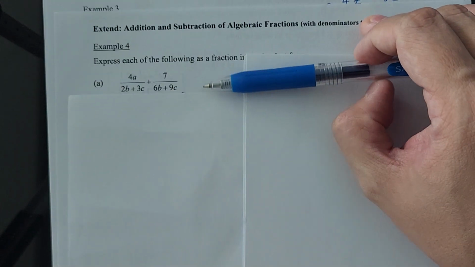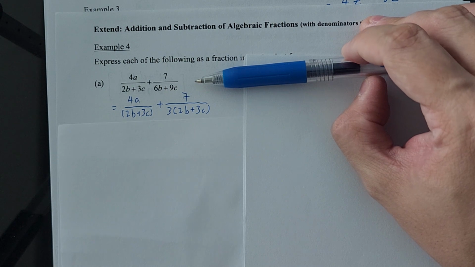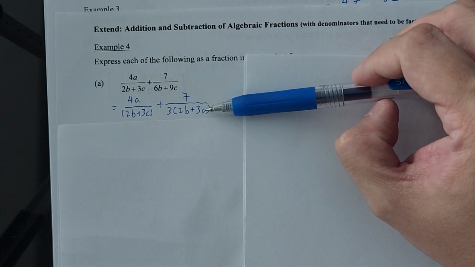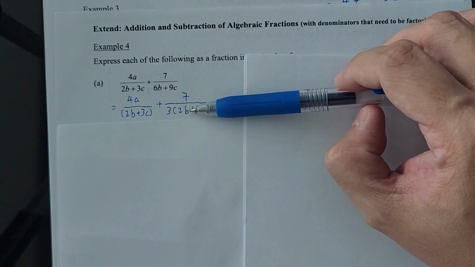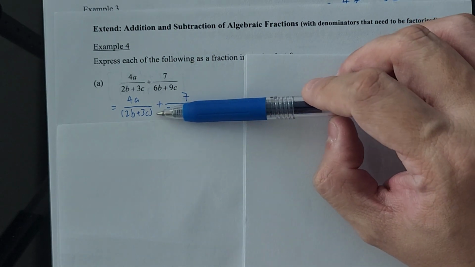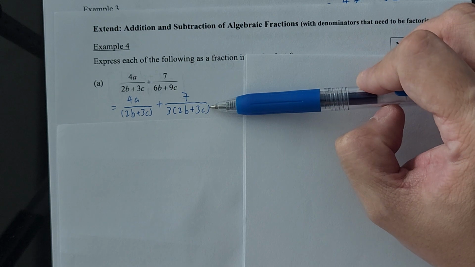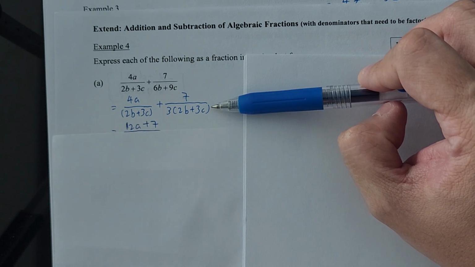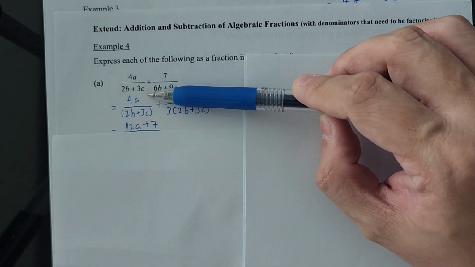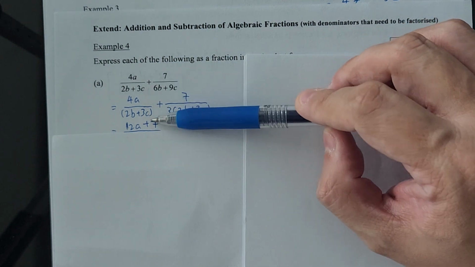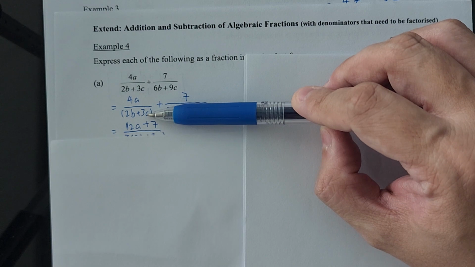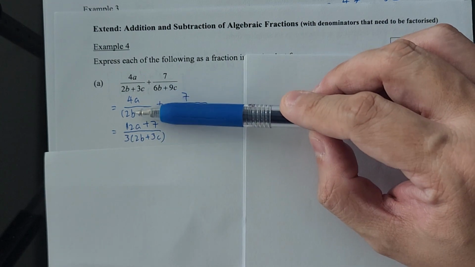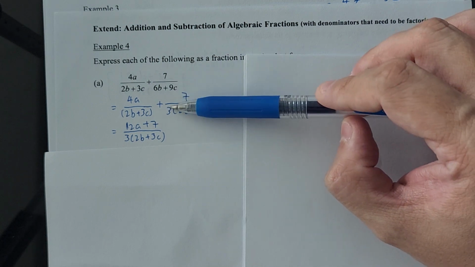The reason for that is because, for this example, after I factorize, I realized that actually they have a common factor, which is 2b plus 3c. Basically, I can just multiply the numerator and denominator of the first fraction by 3. So 4a multiplied by 3 will be 12a, plus 7.